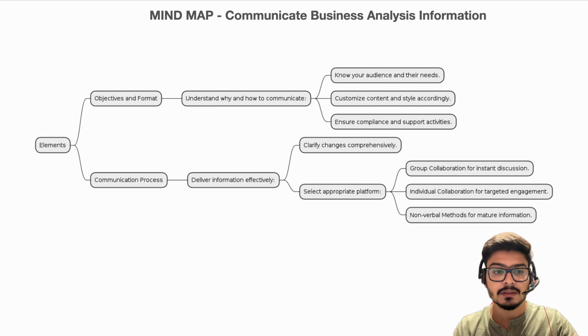So moving forward, there are two ways you can communicate business analysis information. One is objectives and format. Now, what you want to do and how you want to communicate is what is discussed. So you need to know your audience first.